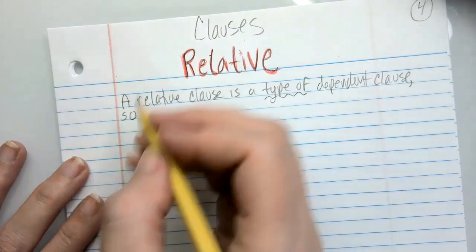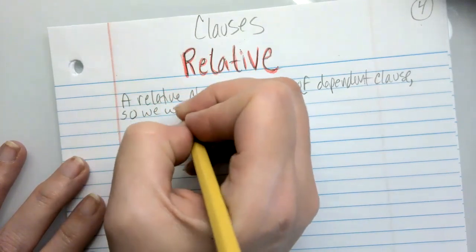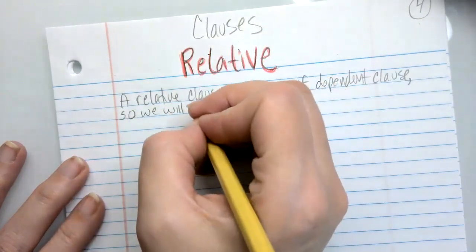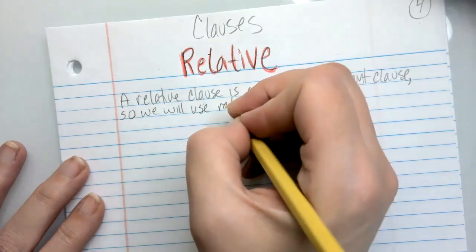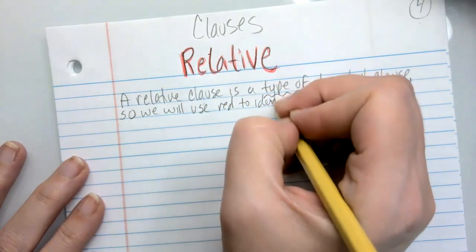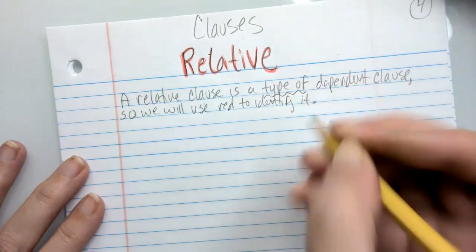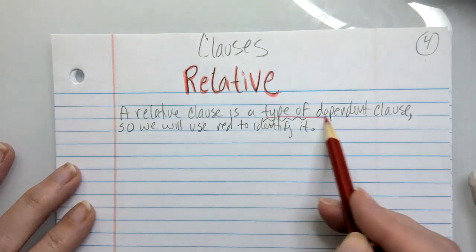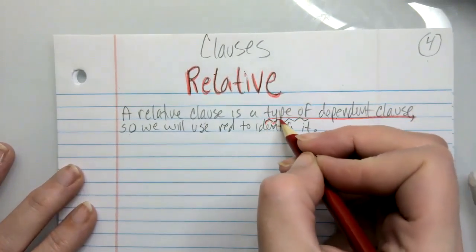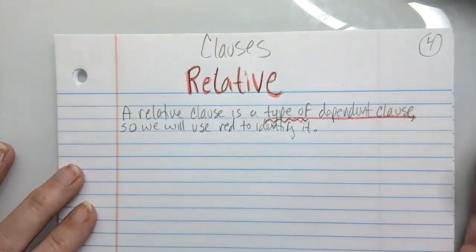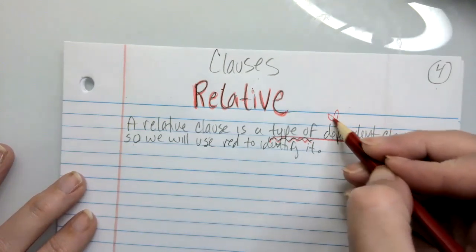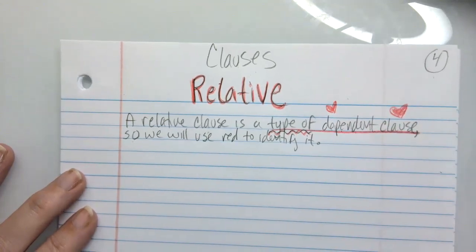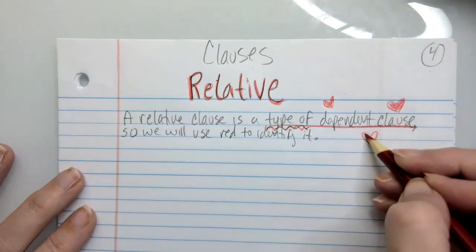So, because that's our coordinating conjunction, we will use red to identify it. Okay, and we're going to pick up our red. Do you remember, first we're going to underline type of dependent clause, but do you remember that in the last lesson I was saying we love dependent clauses because what do? They make our writing really interesting. We want to use them. They're good.